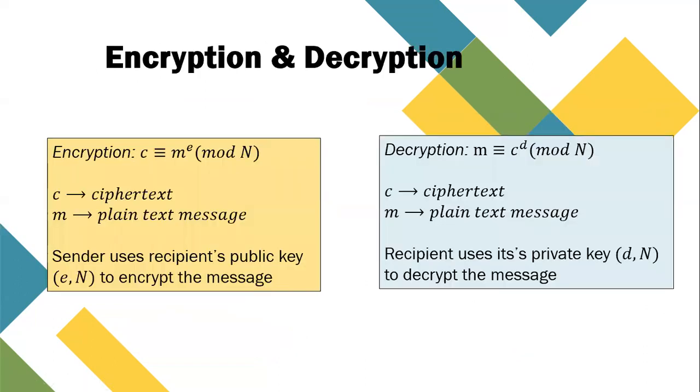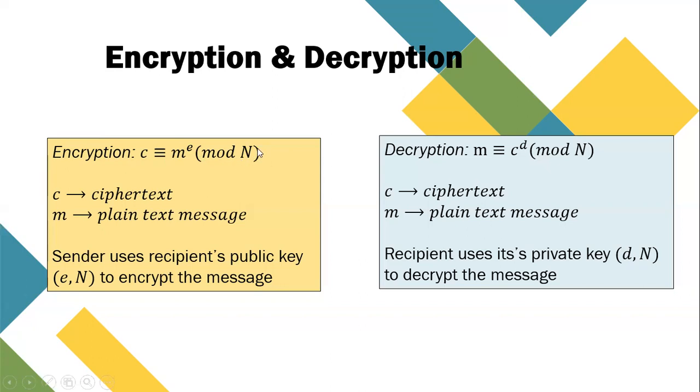Now let's talk about the encryption and decryption algorithm in RSA. First, let's talk about the symbols. M is the plain text message which the sender intends to send and the receiver intends to receive. C is the ciphertext, which is the encrypted form of the plain text message. The sender uses the recipient's public key (E, N) to encrypt the message. The formula for encryption is C equals M to the power E mod N.